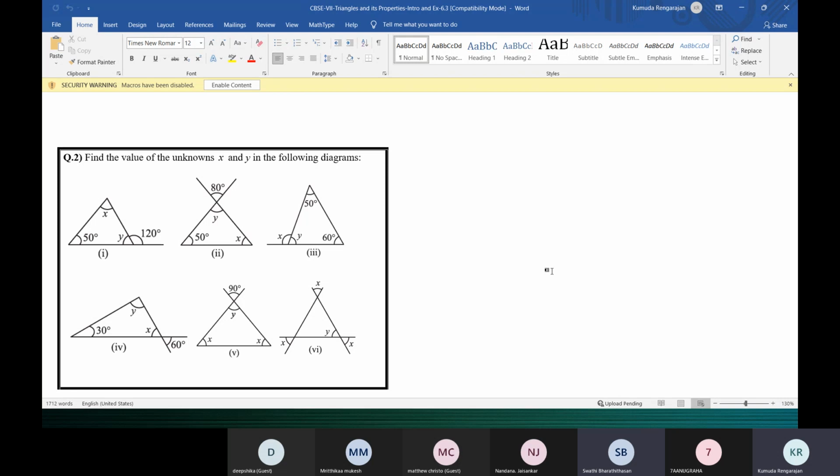Yes, ma'am. In that case, we need to subtract 120 degrees minus 50, ma'am. If they ask in steps, we can write 50 degrees plus x is equal to 120, ma'am. Yeah, that's what I wanted, Swati. So children, x plus 50 is equal to 120, correct? Yes, ma'am. All of you, x plus 50 is equal to 120, exterior angle property. So what will be the value of x, Swati? Ma'am, 70 degrees. 120 minus 50, 70. Class, x plus 50 is equal to 120, exterior angle property.